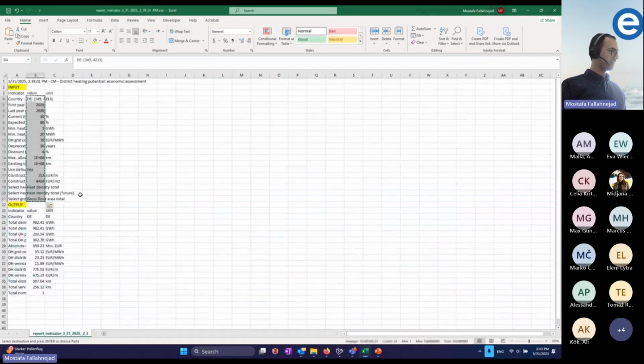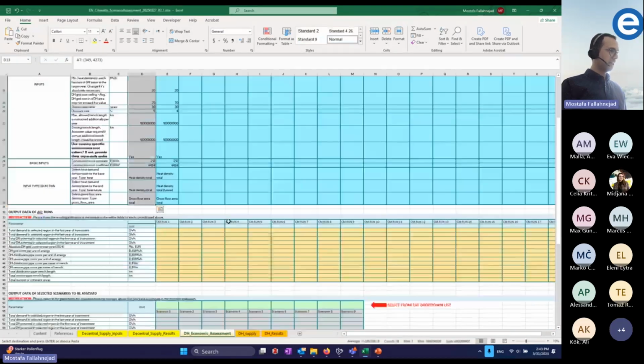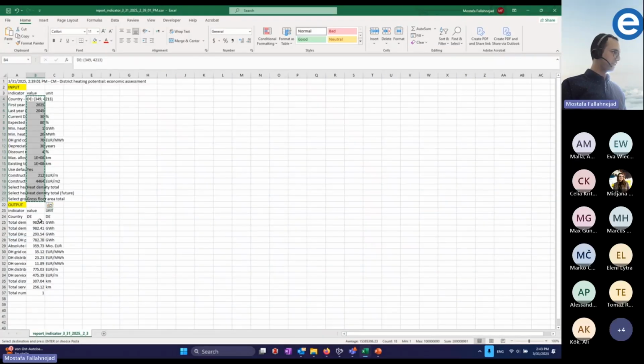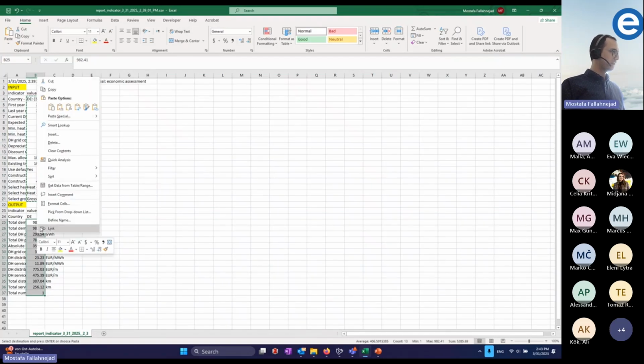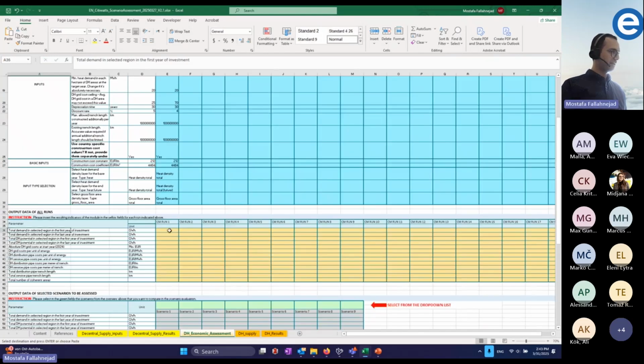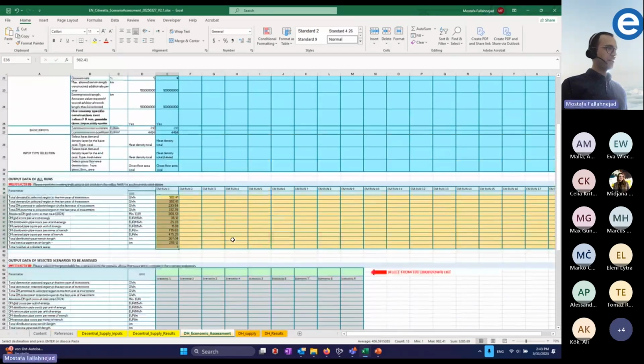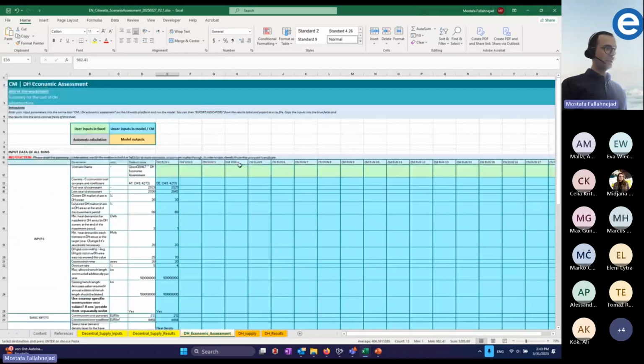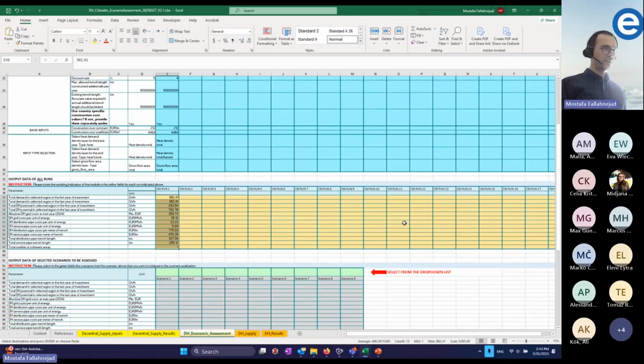And the next step is transferring the output ones. As you can see, it's starting with total demand in selected region. So I come from here, select the outputs, make a copy of them, and transfer it to the scenario assessment. As you can see here, I can run multiple times to get a feeling about the results, about the inputs and outputs here.